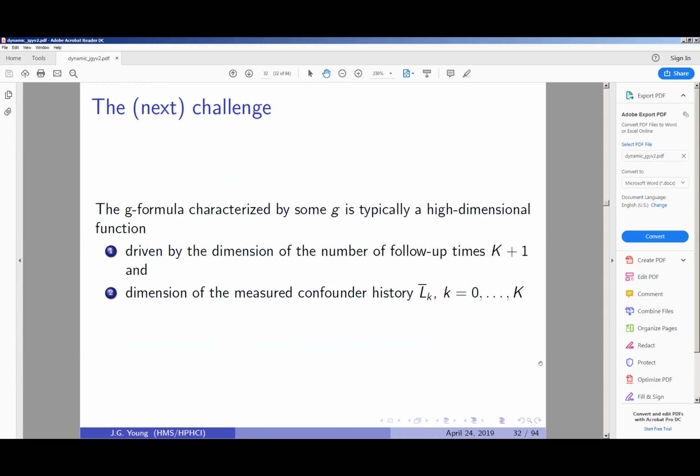The next challenge we have to face is that the G formula characterized by any particular G is typically a very high dimensional function. And that dimension is driven by a few things, including the number of follow-up times k. So in our case, this is 60, which is a lot of times. And also the dimension of the measured confounder history, L bar k. So in our case, for example, this includes CD4 cell count, viral load. Unless we make further assumptions, these are continuous variables.